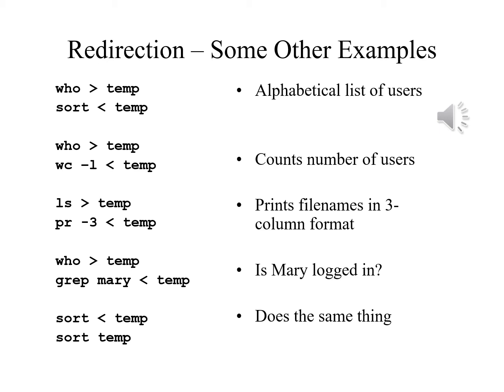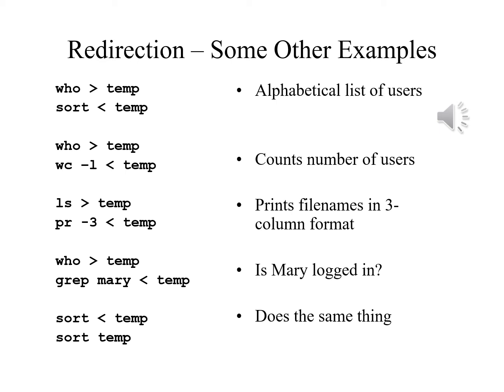If I type ls > temp, it will create a file named temp that contains the names of files in the current directory. If I type pr -3 < temp, it will give me those names in a 3-column format.